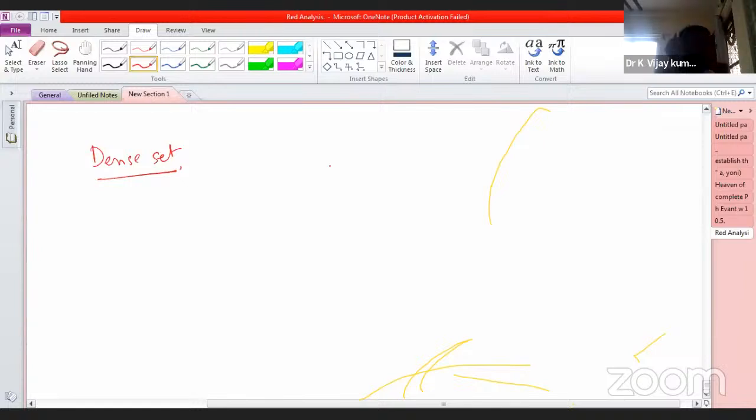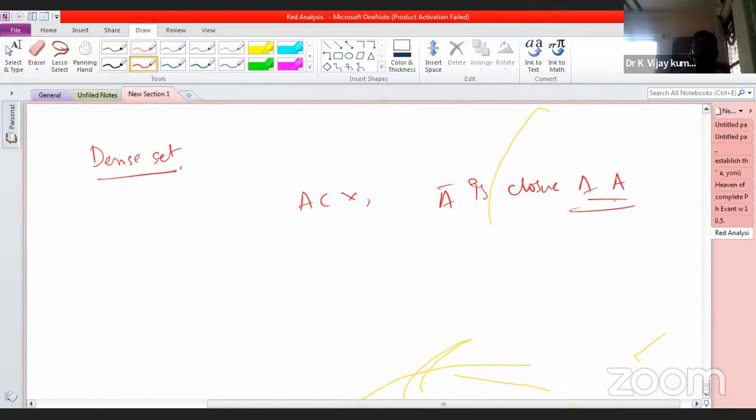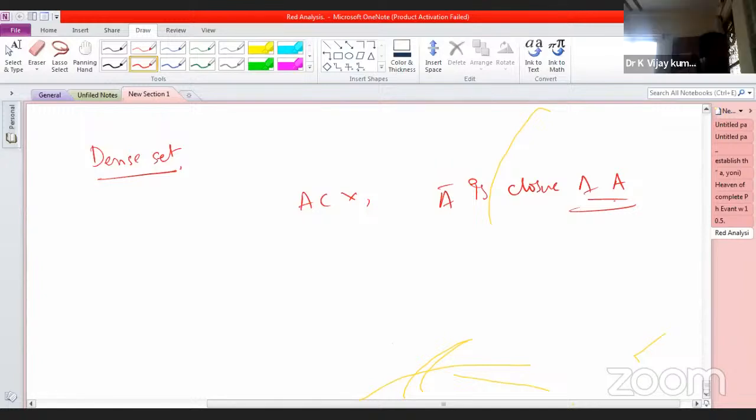Dense set is most important. Let X be a metric space and A a subset of X. If A bar, the closure of A, is equal to X, then A is called a dense set in X.